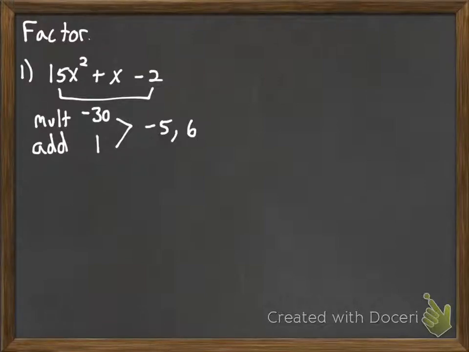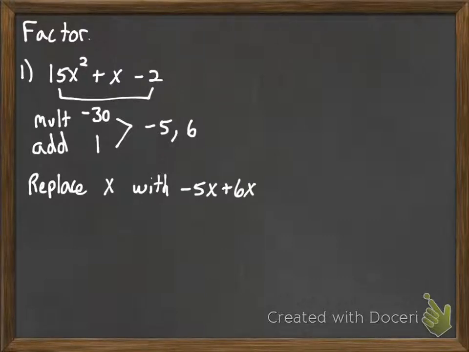Now, when we do that, at this point we're going to replace that x in the middle with those two numbers. So in this case, negative 5x plus 6x, or if you wanted to do it the other way, 6x minus 5x. So we go in there and we rewrite that as 15x squared minus 5x plus 6x minus 2. Again, I encourage you to pause the video and do your factoring by grouping.